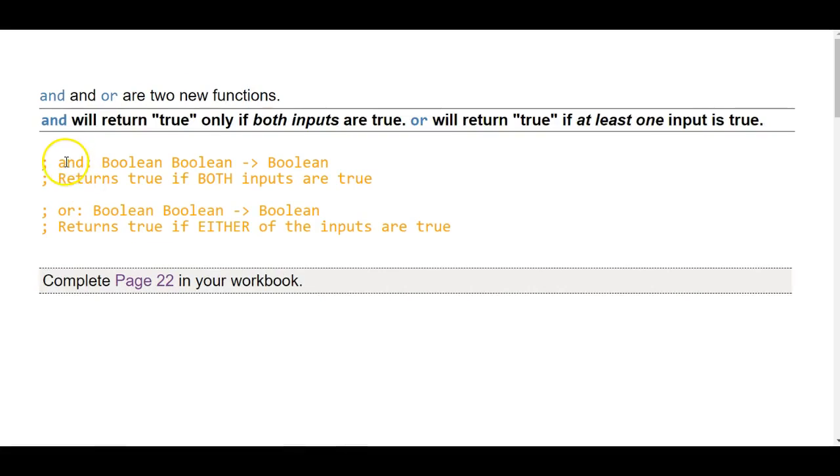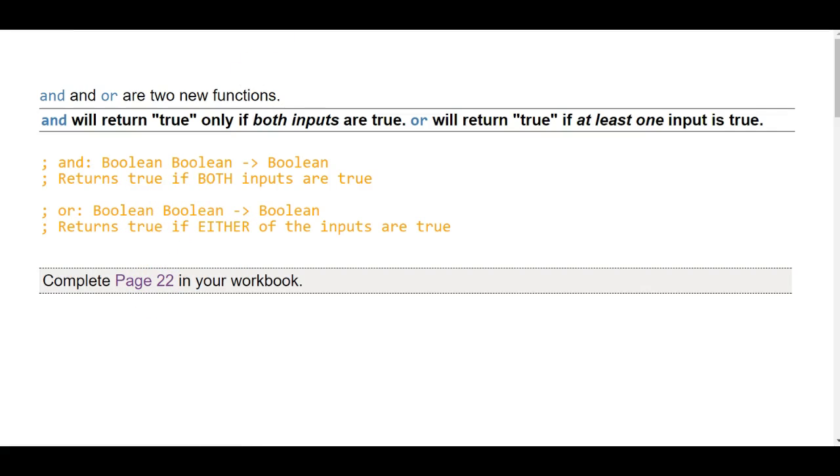Okay, so that's what we have to do. We have to use and, and this should be your contract, right? You need to put a contract in there. It takes in two Booleans and returns a Boolean. And then you have an or, which takes in two Booleans and returns a Boolean. And returns true only if both of the Booleans are true in the input. And or returns true if either happen to be true.